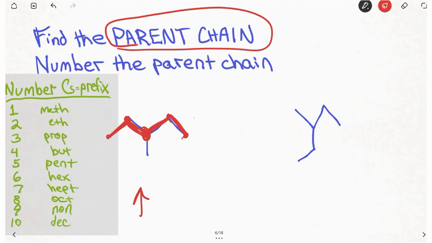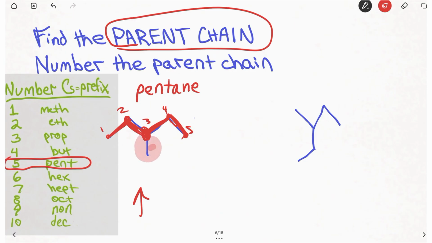So now we want to number those carbons. How many carbons are in that chain? 1, 2, 3, 4, 5. So that's 5 carbons in the parent chain. And so 5 is pent for the prefix. So we know this is going to be a pent-something. And then these are all single bonds, right? So we know it's going to end in ane. So we know there's this substituent here that we haven't dealt with yet that we'll come back to. But so far, we know that this is going to be some kind of a pentane, right?